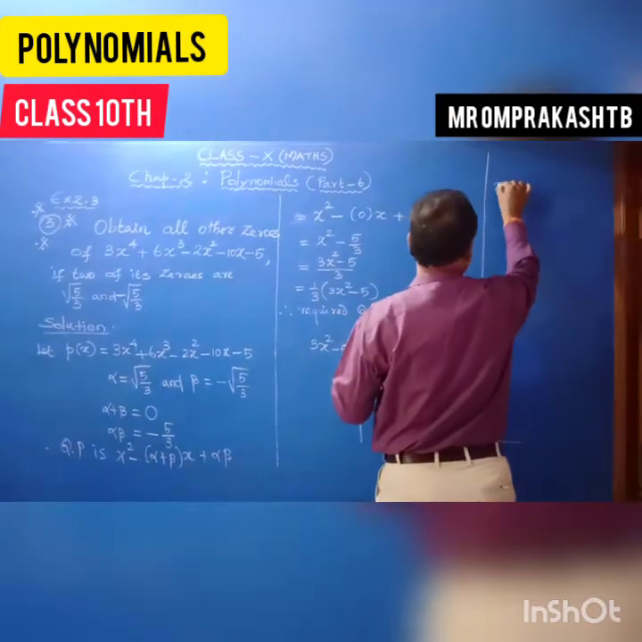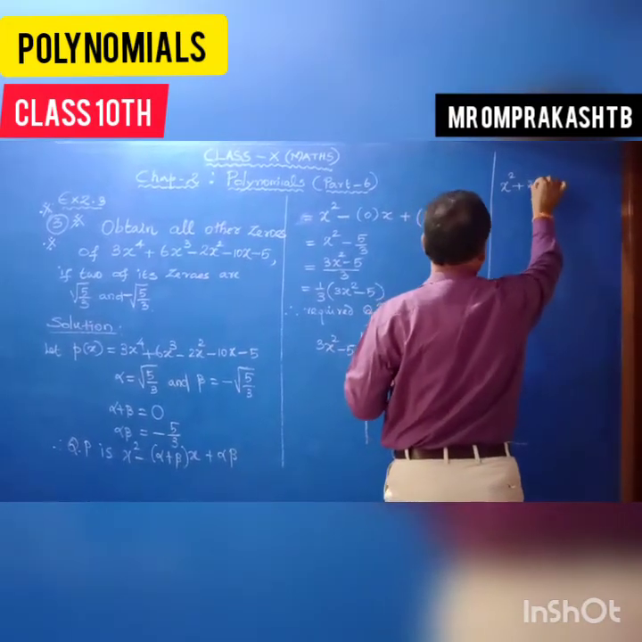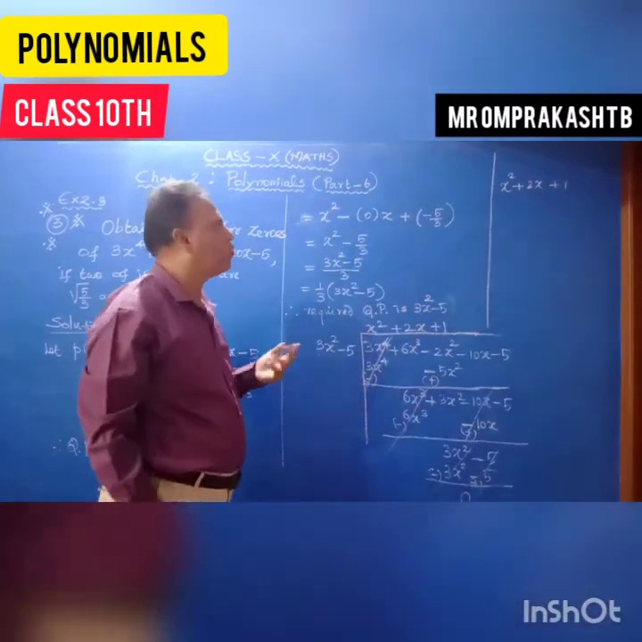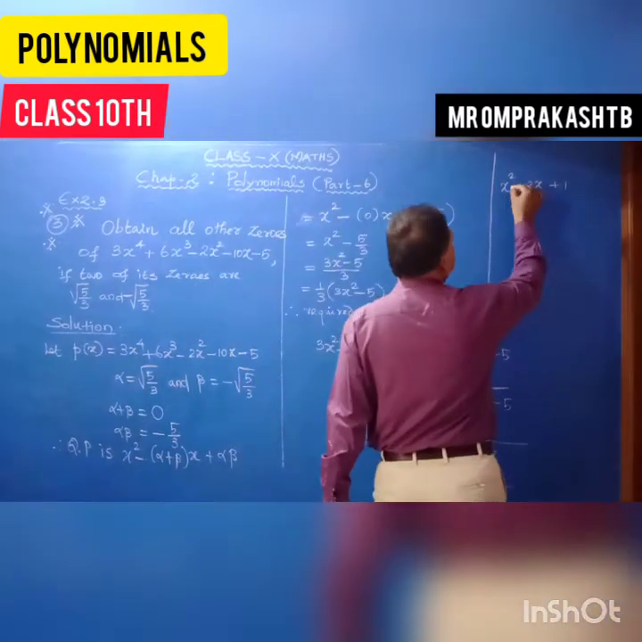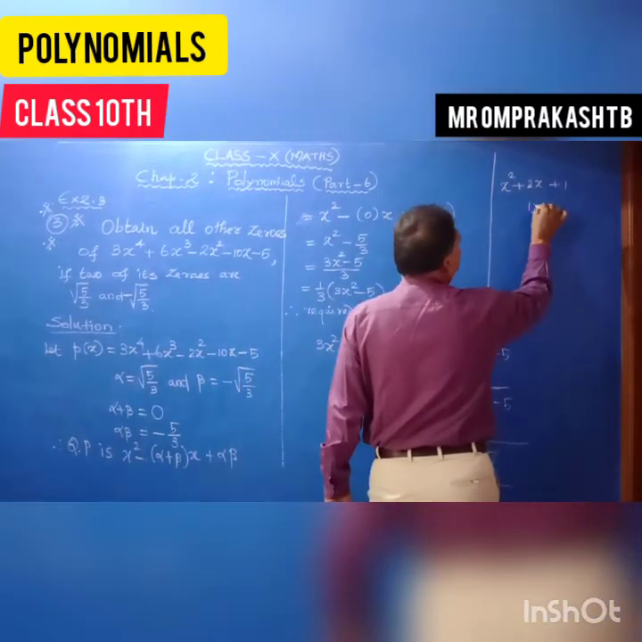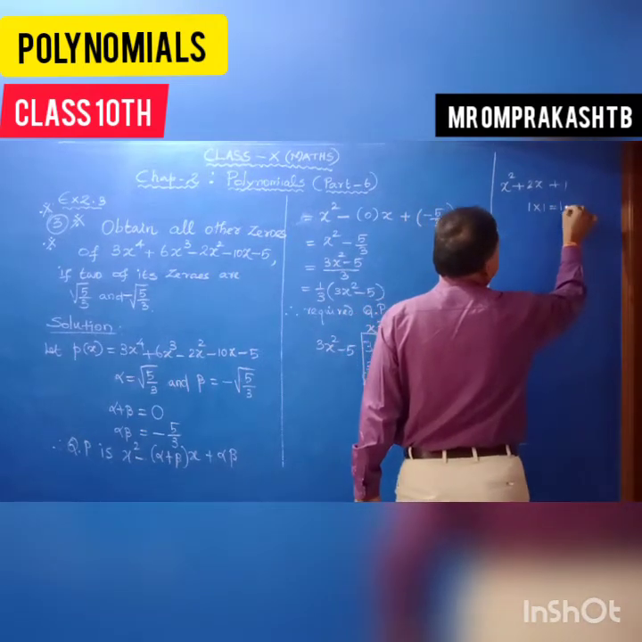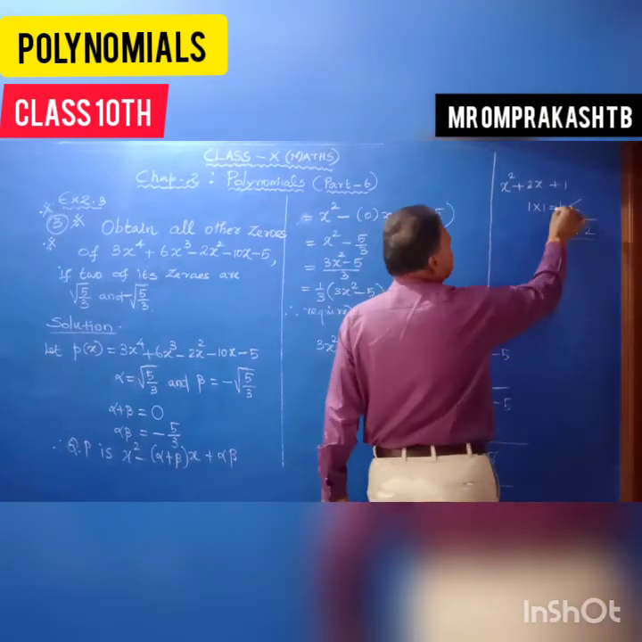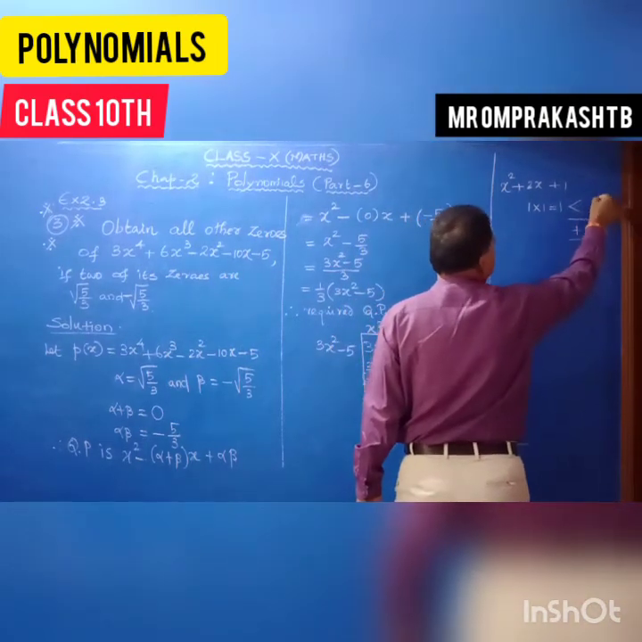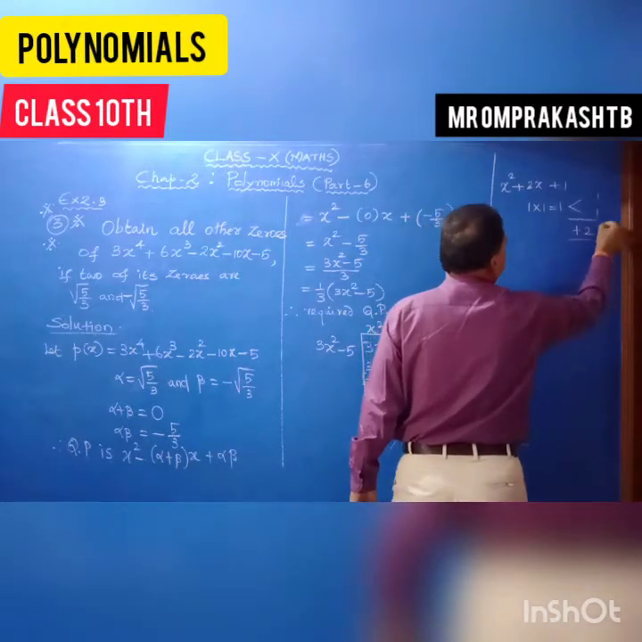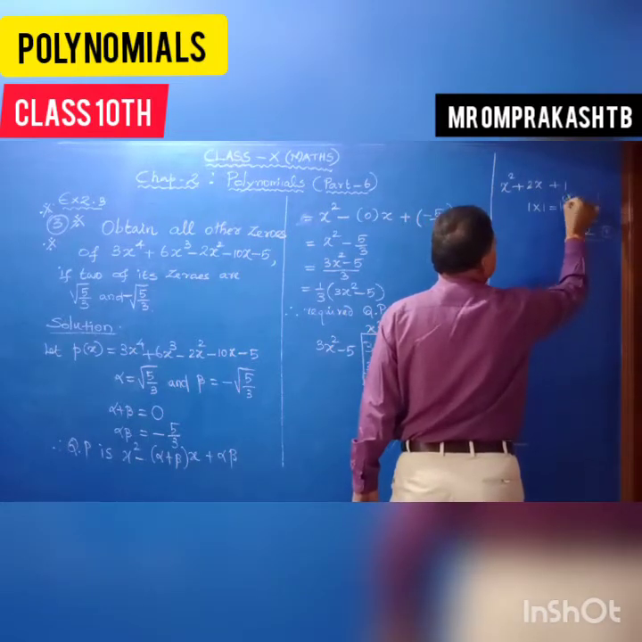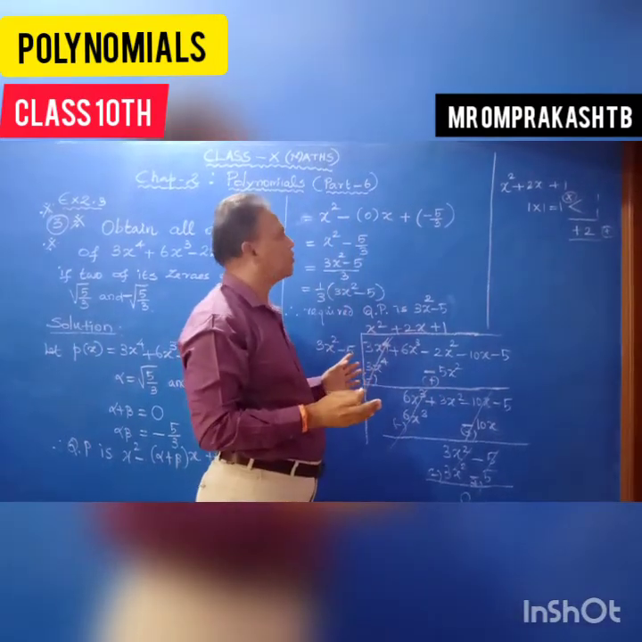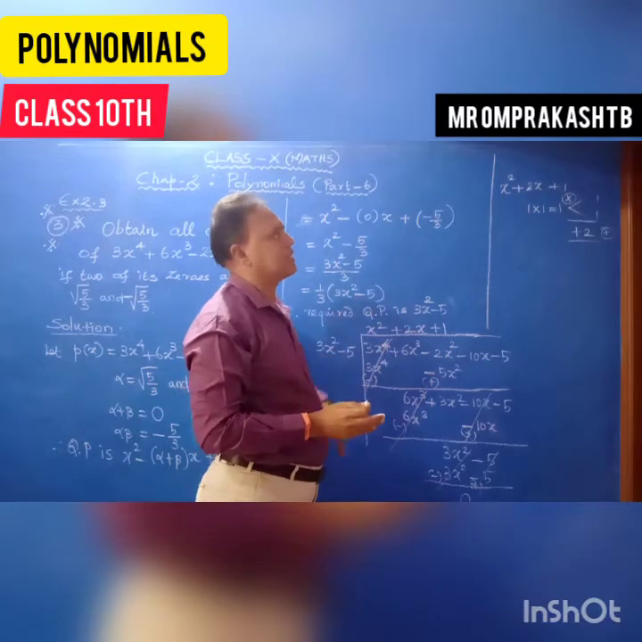x squared plus 2x plus 1. I am just doing factorization. Already you know how to do factorization. Clear? Now here 1 into 1 is 1. Split up means you have to split this middle term, plus 2 you have to get. This 1 you have to split means 1 into 1 only. So both add and multiply, yes, correctly you are getting. So this 2x you have to split up. Clear? 2x you have to split up, means x plus x.